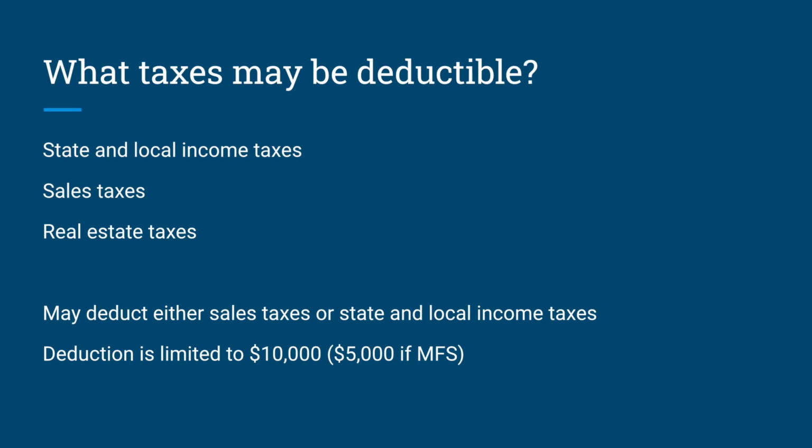So an important note here is that they may deduct either sales taxes or state and local income taxes, but not both of them. And this specific deduction is limited to $10,000. And we talked a little bit about what limits were previously, but again, as a refresher, a limit is basically the maximum amount of a deduction or credit. And so the deduction is limited to $10,000 in this case, and $5,000 if married filing separately.